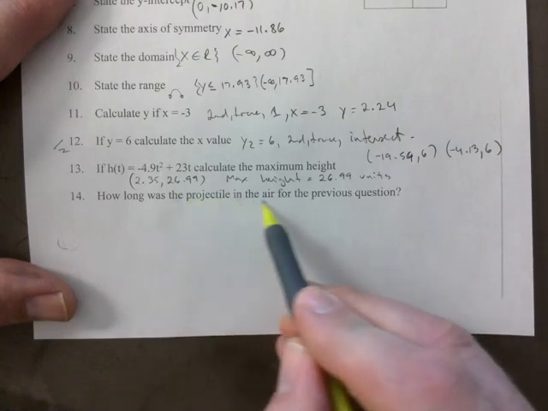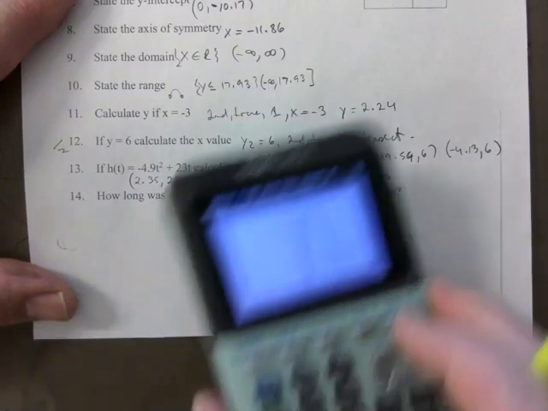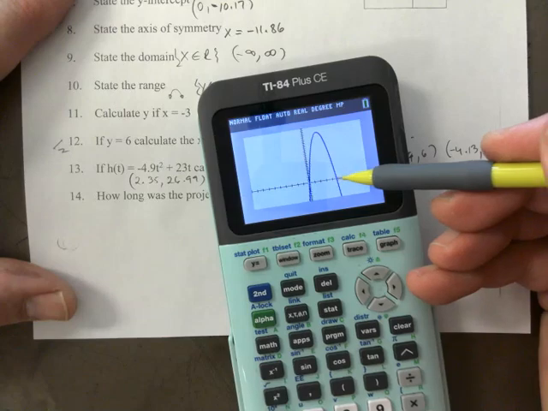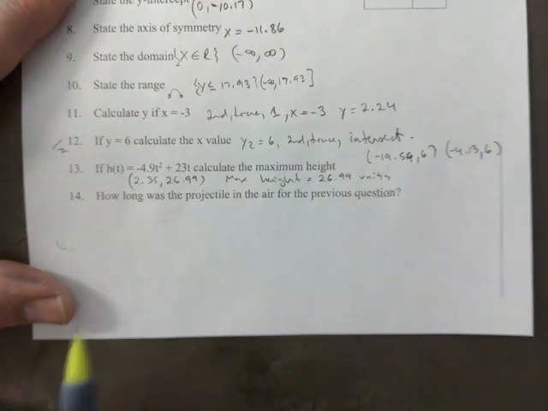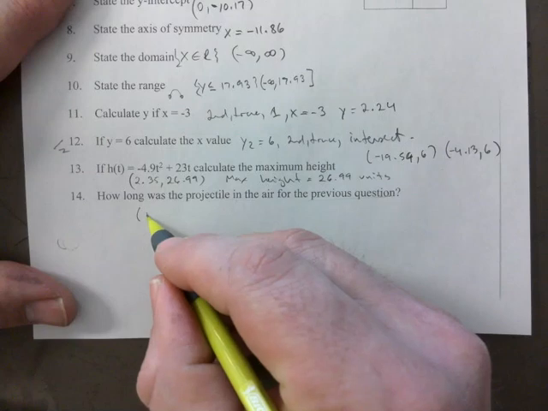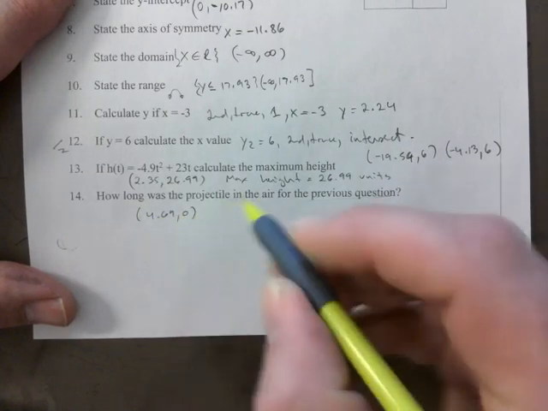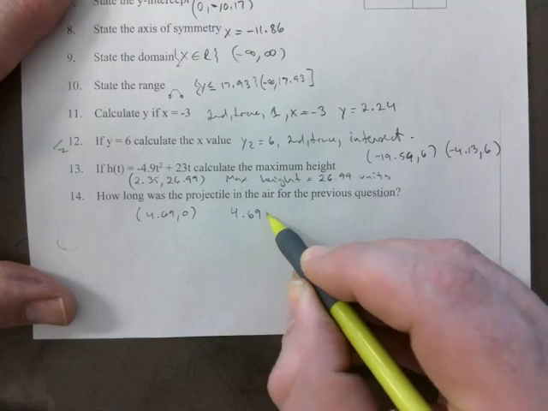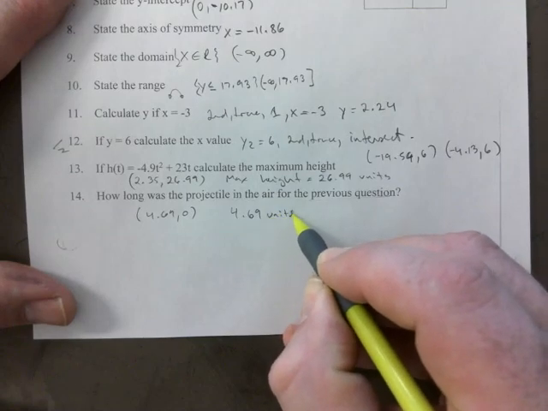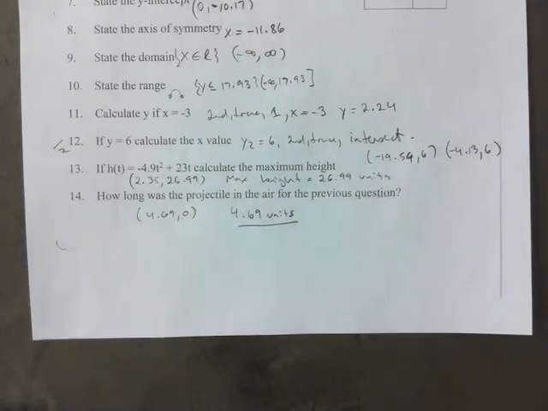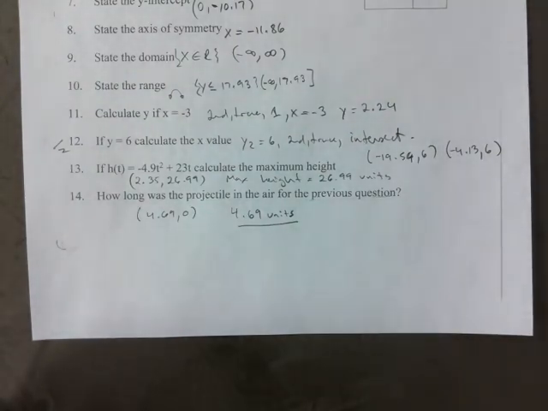14, how long was the projectile in the air? So we're asking about that x-intercept. And so the x-intercept is 4.690, so it would be 4.69 units. Seconds, hours, we don't know. Was it one of those intercontinental missiles? That would take longer. But that is it.